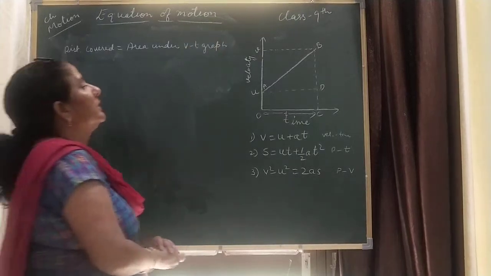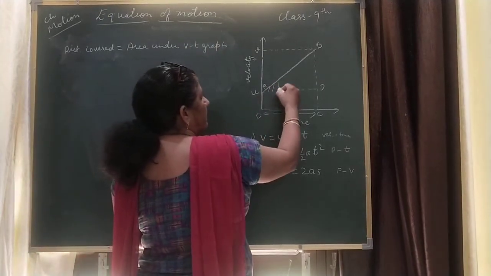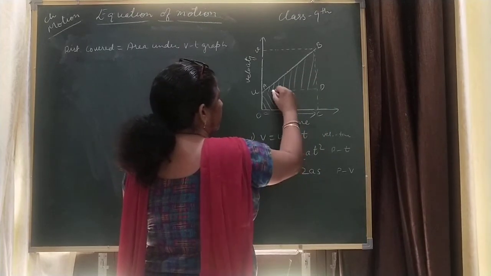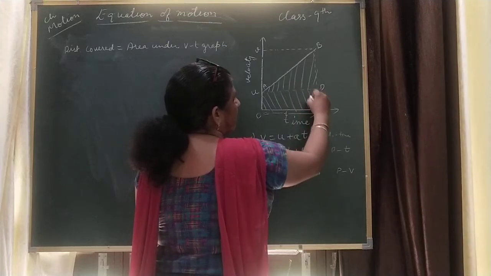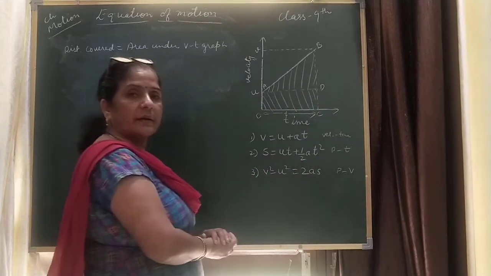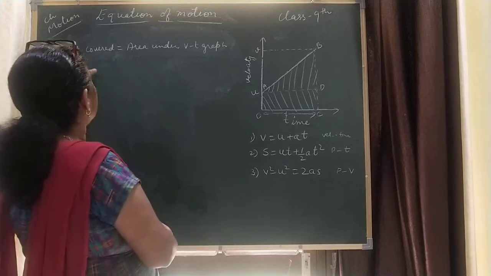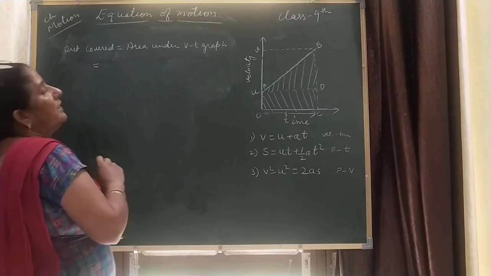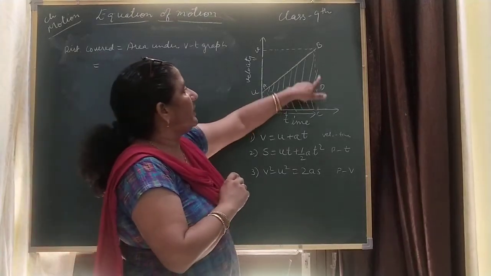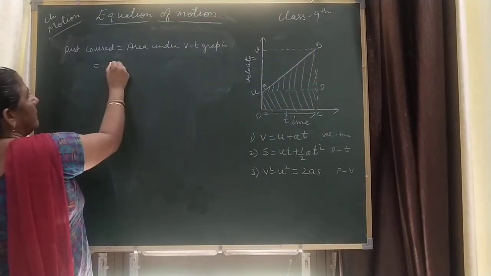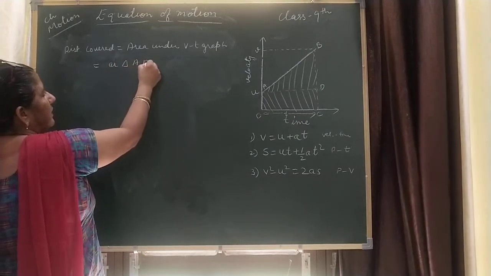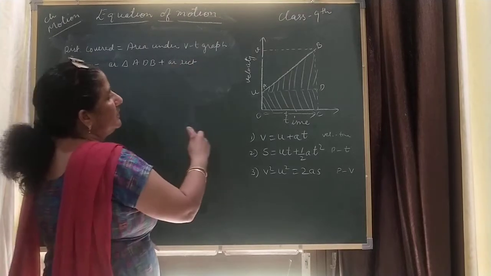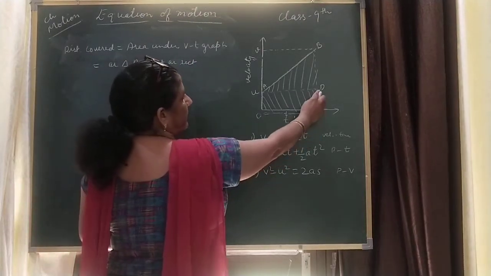Now look here. Here the area is this triangle and this rectangle. It means we will calculate the area of this triangle and rectangle, and that will be equal to the distance covered by an object. Look here. Now the area of triangle ADB: this is equal to the area of triangle ADB plus the area of rectangle OCDA.